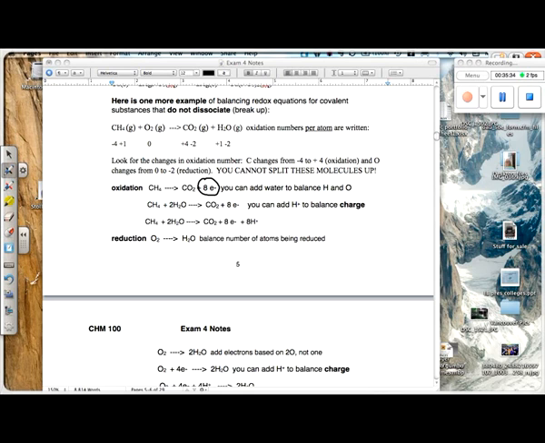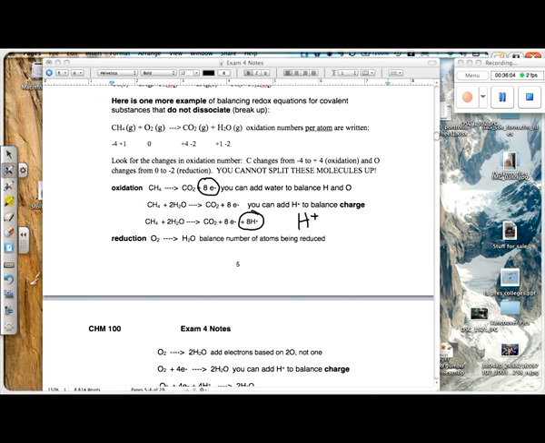So in order for both sides to be no charge, I need to balance out those 8 negatives with 8 positives. And we're always going to add H plus to balance out charge. The side you add it on is the side you need to add it on in order for the charge to be the same on both sides. Now, it does not mean it has to be 0 on both sides. It just so happens in this example that it is. 0 on one, we have to make it 0 on the other.